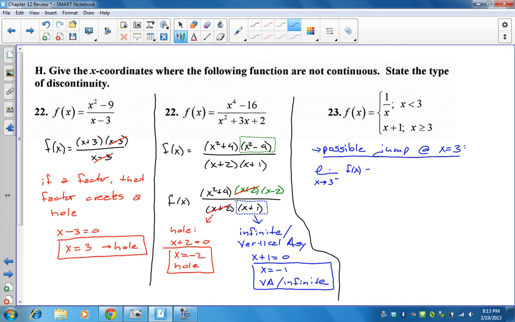So as I approach 3 from the left, this is my left side right here, and if I plug in 3 to that function, you get 1/3. And I will also do the limit as x approaches 3 from the right. And the right side of 3 is this piece right here. And my right side, 3 plus 1, is 4. Alright, my left side and right side are going to two different places. So since they're going to two different places, we have different answers.